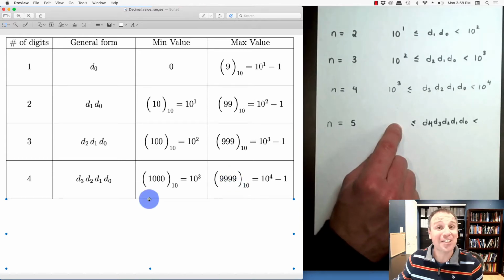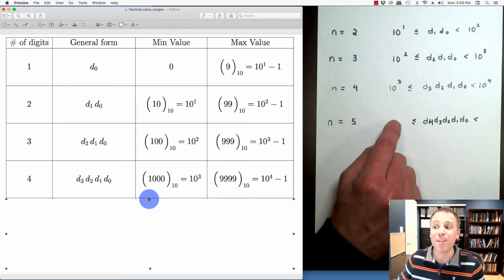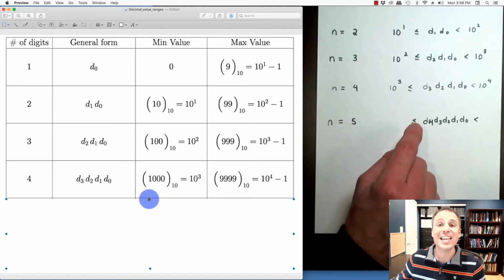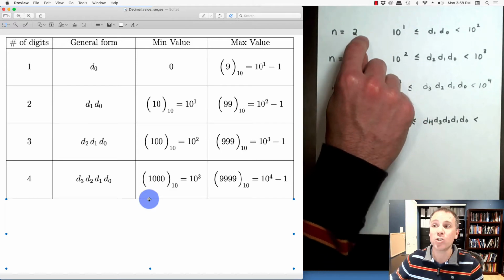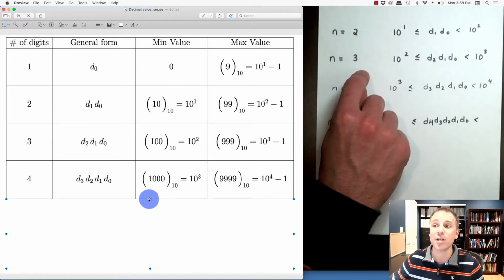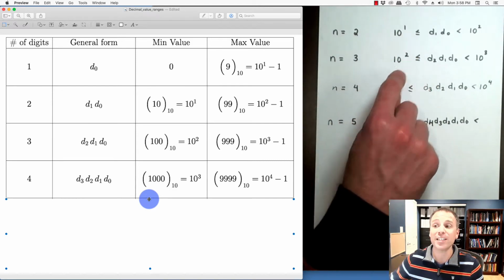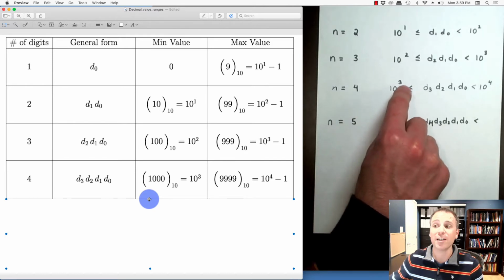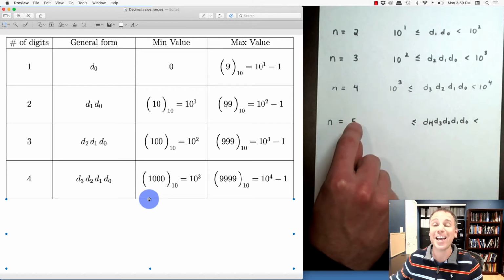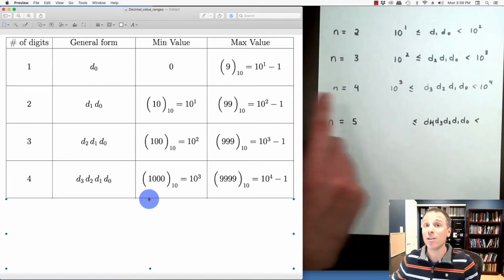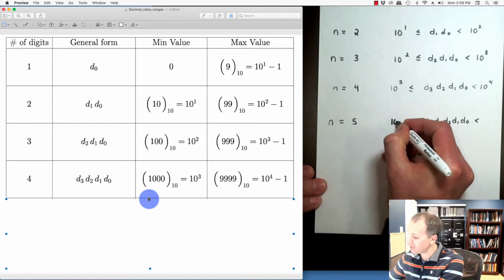This leads naturally to my challenge to you. Could you come up with the smallest number that needs 5 decimal digits to represent? Well, what did we see? For 2 digits, the smallest number was 10 to the 1st. For 3, the smallest number was 10 to the 2nd. For 4, the smallest number was 10 to the 3rd. So 2, 1; 3, 2; 4, 3; 5, 4. You got it. So this is going to be 10 to the 4th.